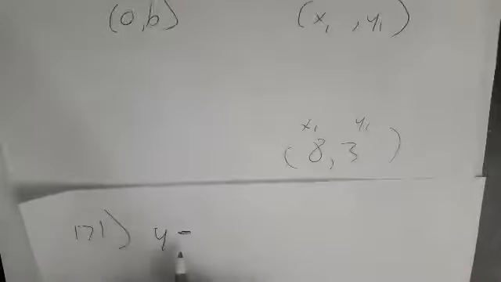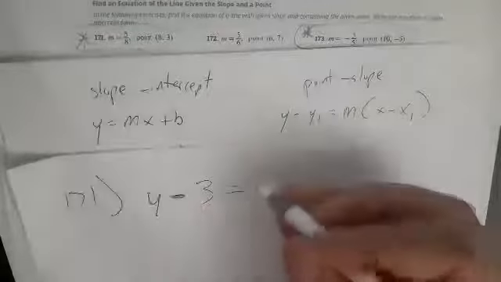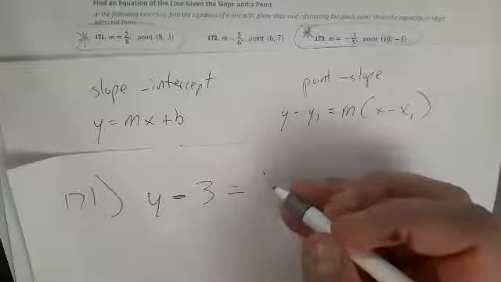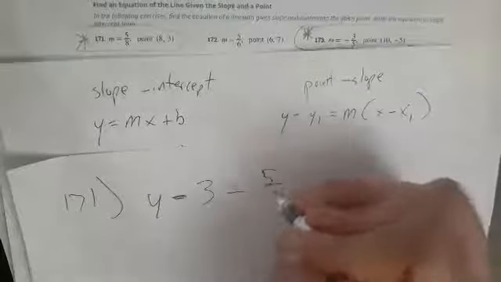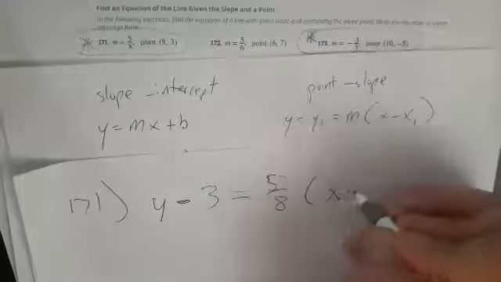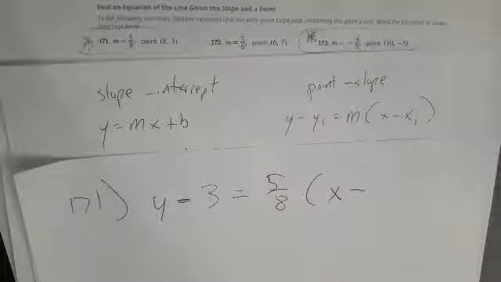So if I want to do y minus y1, it should look like what? Y minus 3. And that should equal m, which is 5/8. Yeah, 5/8. So this is 5/8, and now I'm doing x minus x1, which is x minus 8. Okay.